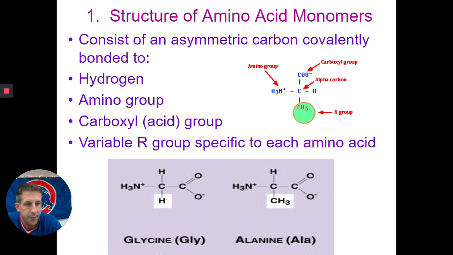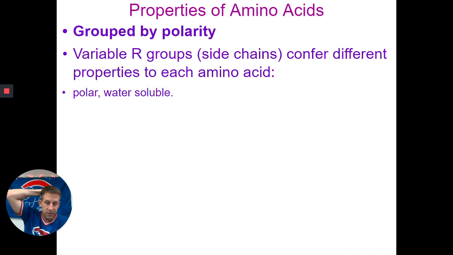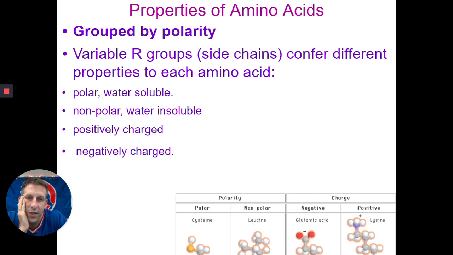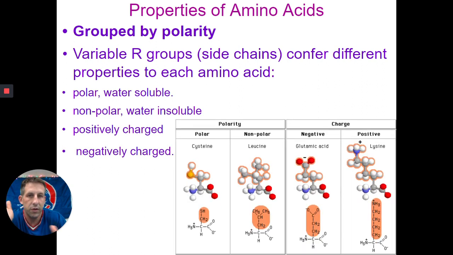If you have a certain variable R group, that means that the molecule that has that specific R group is going to have a certain set of chemical properties. Okay? So some examples of those are listed below. The amino acid R groups are grouped by polarity. Some of them are polar, which means they're going to create an amino acid that is water soluble. Some of the variable R groups are nonpolar, which means they're going to create an amino acid that is water insoluble, or not soluble in water.